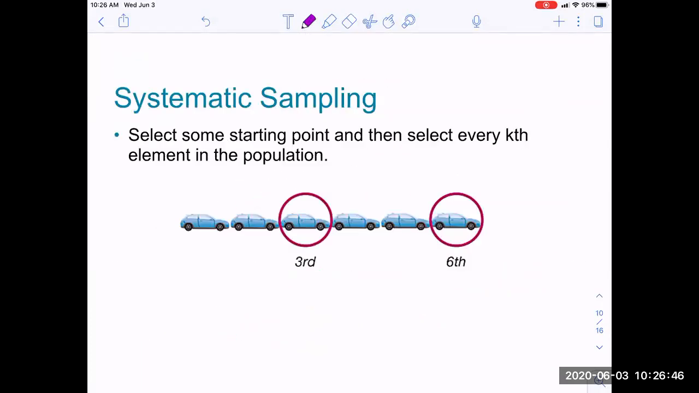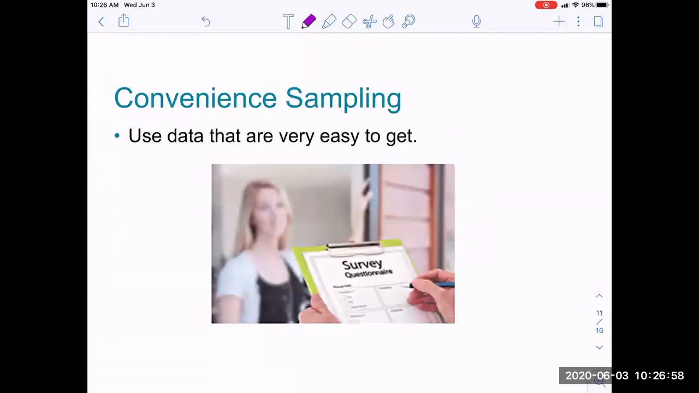Systematic sampling. Oh, I see a bunch of people in a line. I'm just going to go up and survey every 3rd one. Not random, because these people had no chance of being selected. Convenience. I'm just going to sit here and ask people as they walk by. Definitely not random. But this is what you see. Walk out of a grocery store, there's someone with a survey questionnaire. I never answer those.